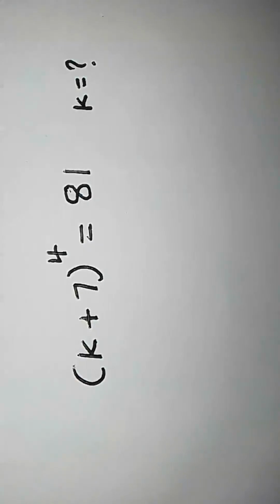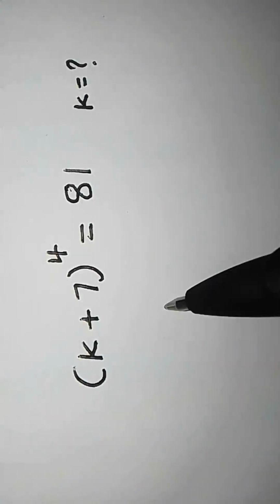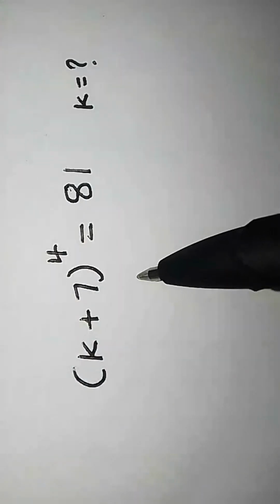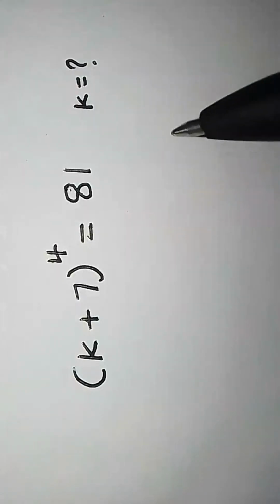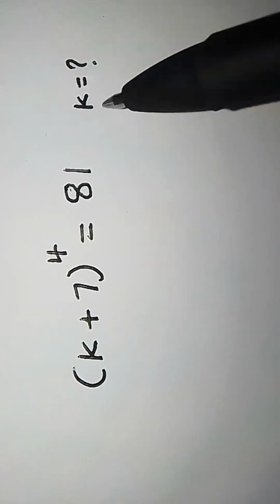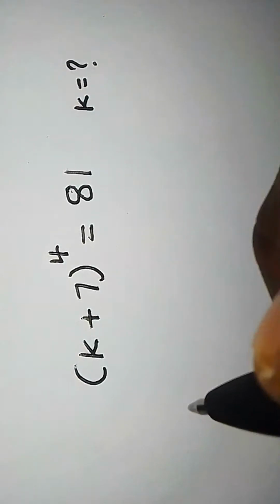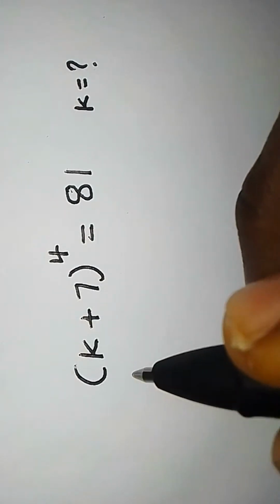This is such a nice algebra problem. (k plus 7) all raised to 4 equals 81. How do we find the value of k? Without further delay, let us begin.